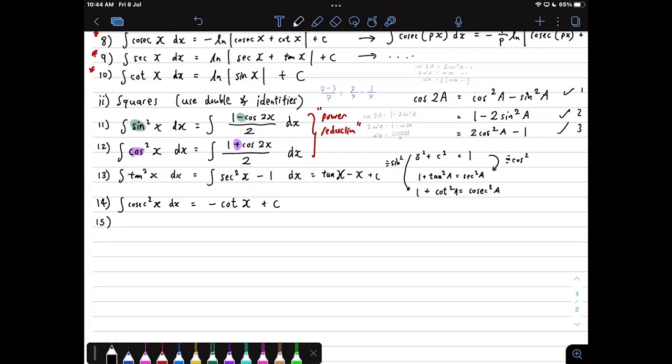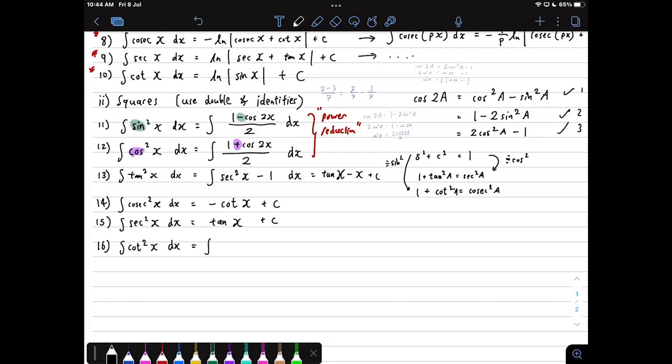Number 15. Integrate secant square. Is it tangent? Yes, because differentiate tangent, you get secant square. Plus c, don't forget. Next one, 16. Integrate cotangent square. That's the last guy already. What would this be equal to?